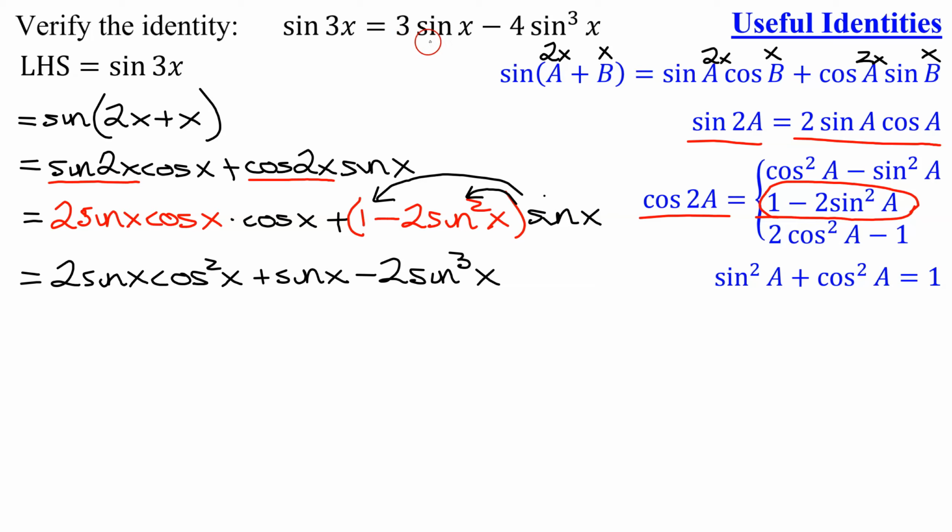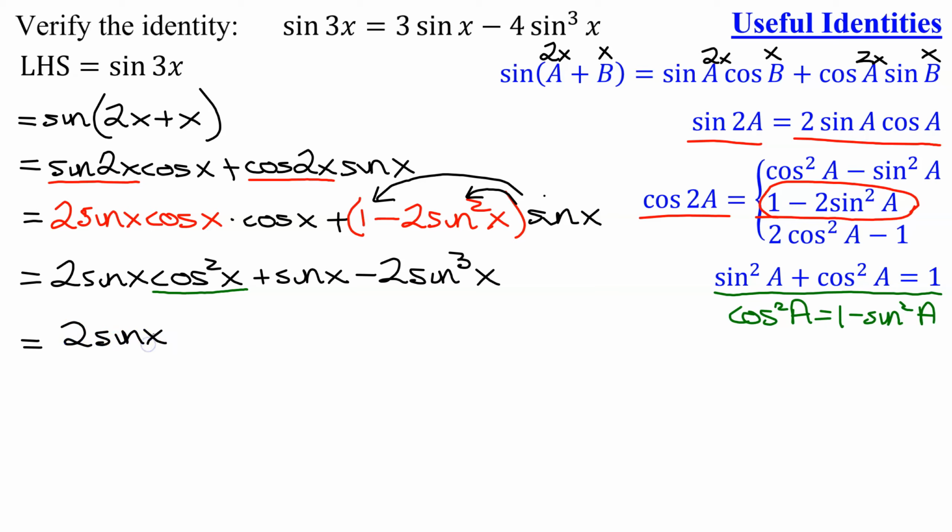Now remember, the only trig function I want in my answer is the sine of x. So looking at what I have here, I'm going to have to get rid of this cosine squared x. But hopefully you remember the main Pythagorean identity. And if I want to get cosine squared a all by itself, you just subtract sine squared a from both sides.